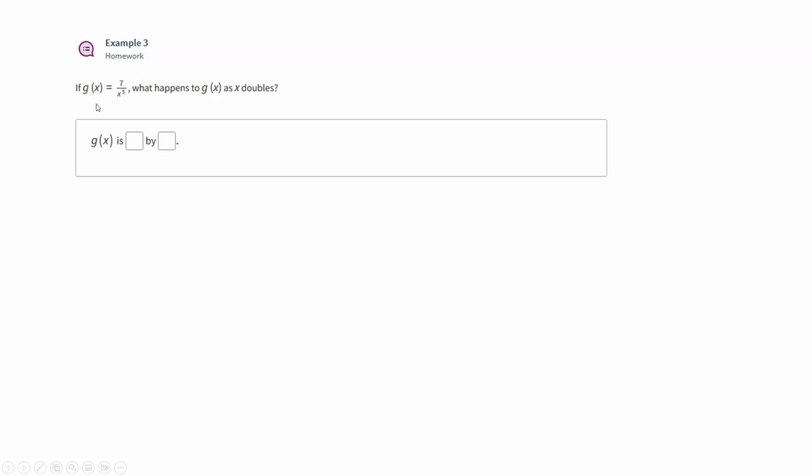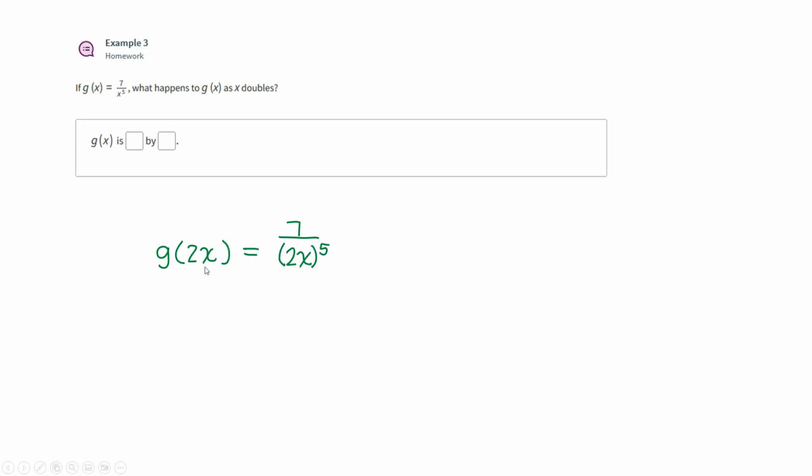As we start getting into these rational functions where you start seeing the variable x in the denominator, you're asked some similar questions that you saw with power functions, because these are basically power functions that have negative exponents. And negative exponents, of course, put the variable in the denominator. So you're asked here, if g of x equals 7 over x to the fifth, what happens to g of x as x doubles? So let's have a look.